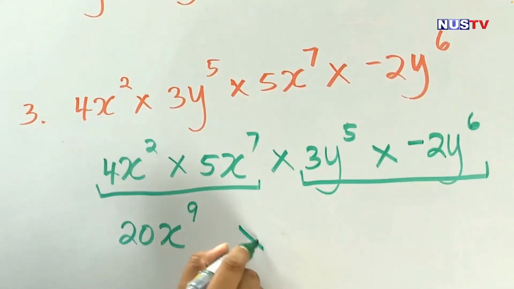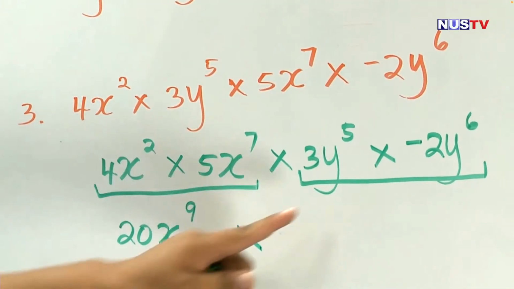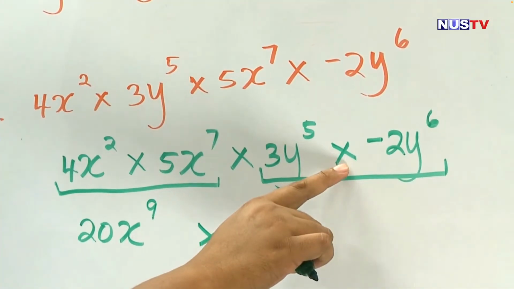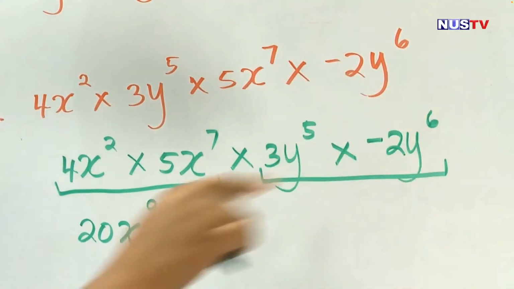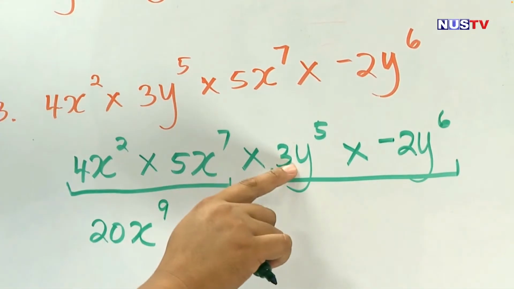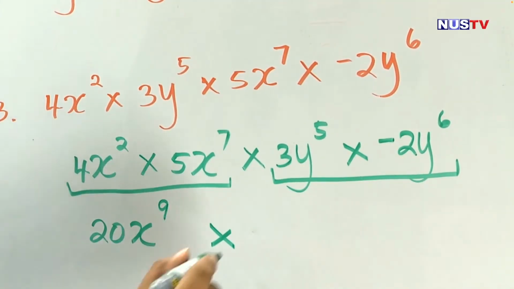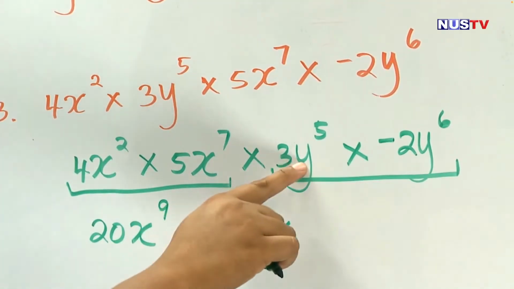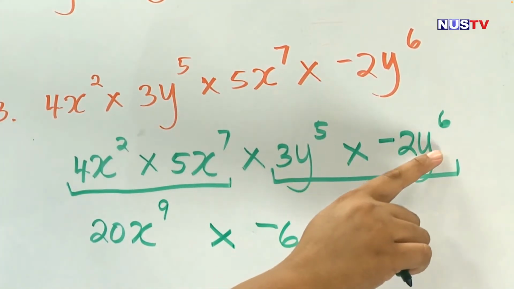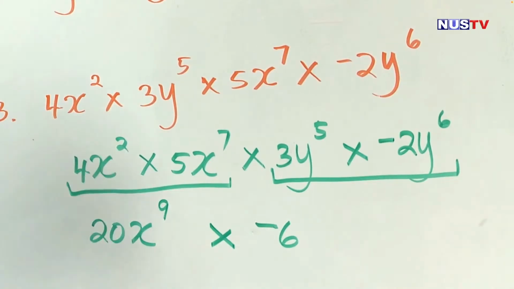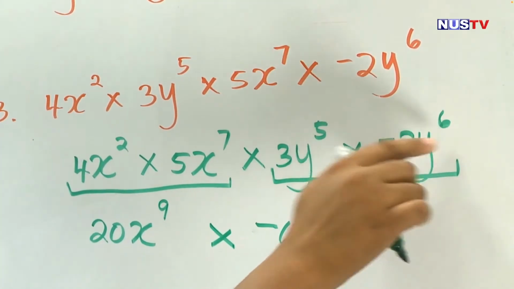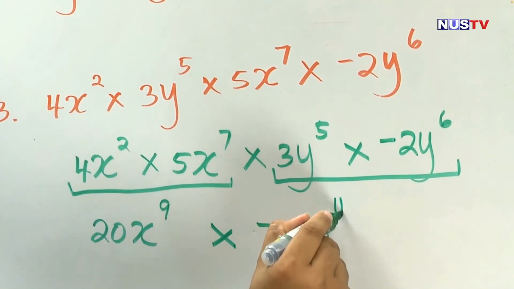Now our variable y, we have 3y to the power of 5 multiplied by negative 2y to the power of 6. So 3 times negative 2, the answer will be negative 6. And y to the power of 5 multiplied by y to the power of 6 will be equal to y to the power of 5 plus 6. The answer will be 11.